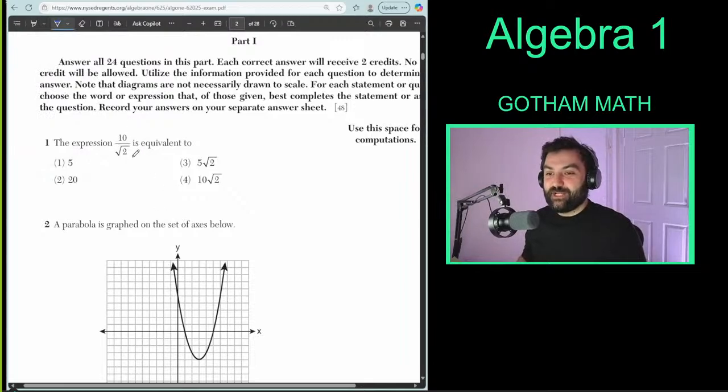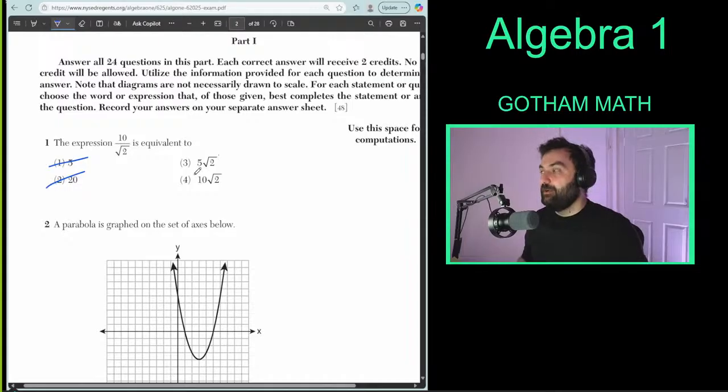So, here we go. Question number 1. The expression 10 over radical 2 is equivalent to... Well, first of all, 10 divided by radical 2 cannot be a whole number. Why? Because radical 2 is an irrational number. So 1 and 2 are wrong. It's definitely going to be between 3 and 4.